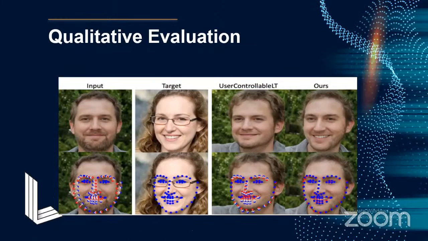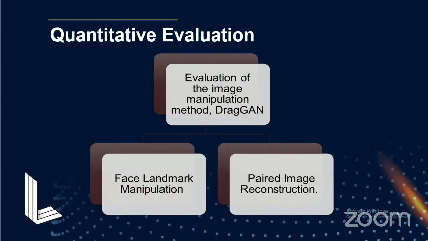For the quantitative analysis, we take the images and apply different manipulations. Here we use DragGAN for the evaluation of the manipulation method. There are two ways we construct it: facial landmarks manipulation and paired image reconstruction. This quantitative analysis has a chart that we have to follow in the report, and that report is also available. But we have seen that after the addition of the quantity, the purity of the results is compromised. In that way, the quantitative evaluation has also helped.